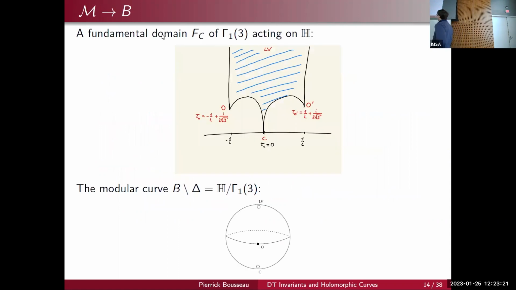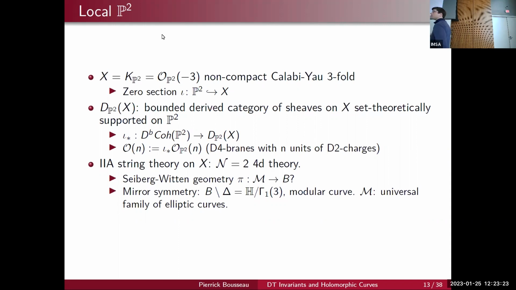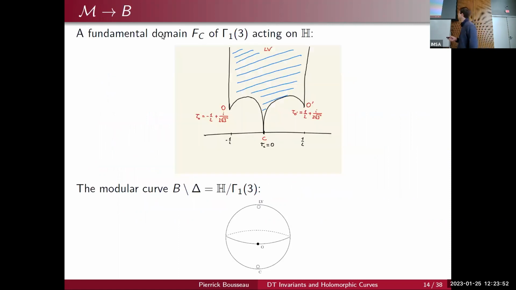So first of all, there's a four-dimensional Coulomb branch B, which would be the base of our torus fibration, minus the discriminant locus, and it will have an explicit description as a modular curve. This base will be complex dimension 1, and it will be the quotient of the upper half plane by an explicit congruence subgroup of SL2(Z), which is Gamma_1(3). And then the corresponding torus fibration over it will be simply the universal family of elliptic curves over this modular curve. So it's a very explicit geometry.